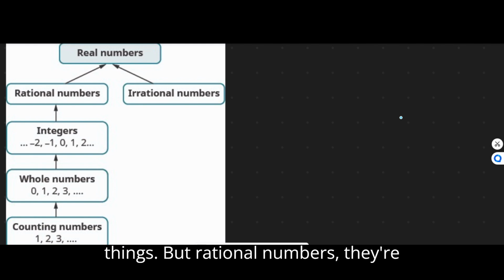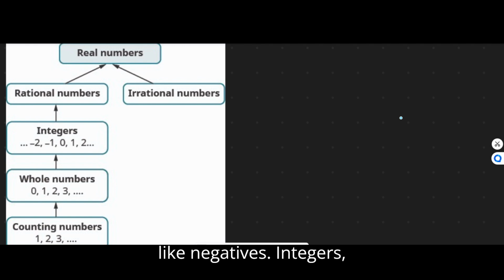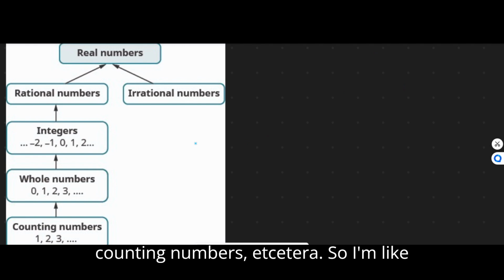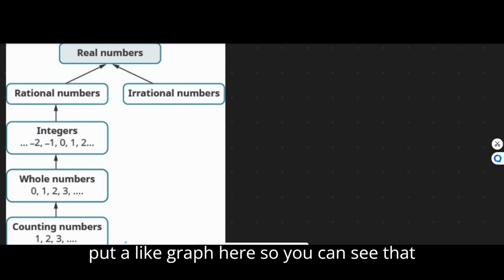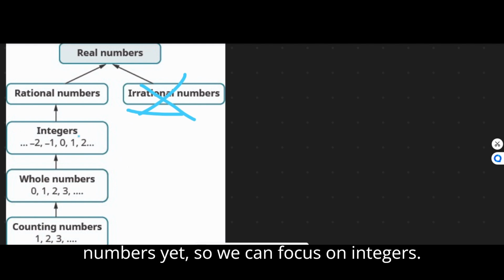But rational numbers are mostly whole numbers. They involve negatives, integers, counting numbers, etc. So I'll put a graph here so you can see that we don't need to cover the irrational numbers yet. So we can focus on integers, okay?